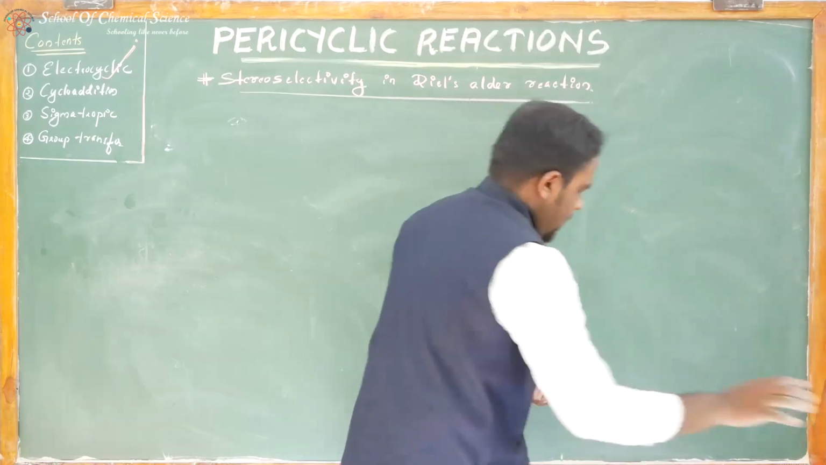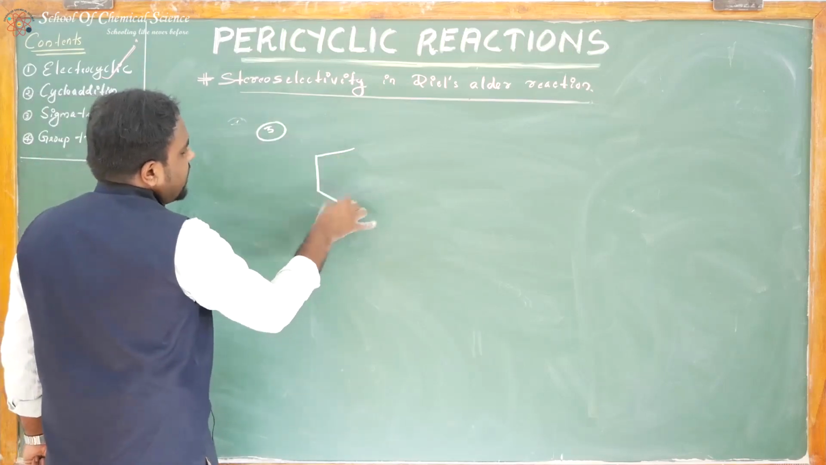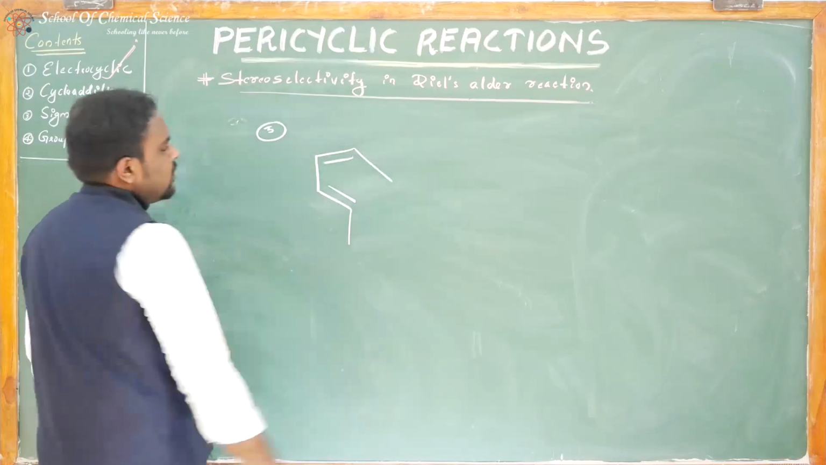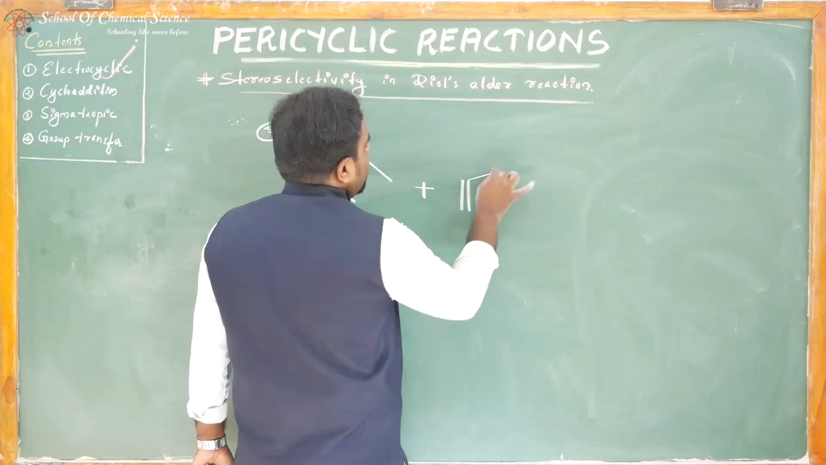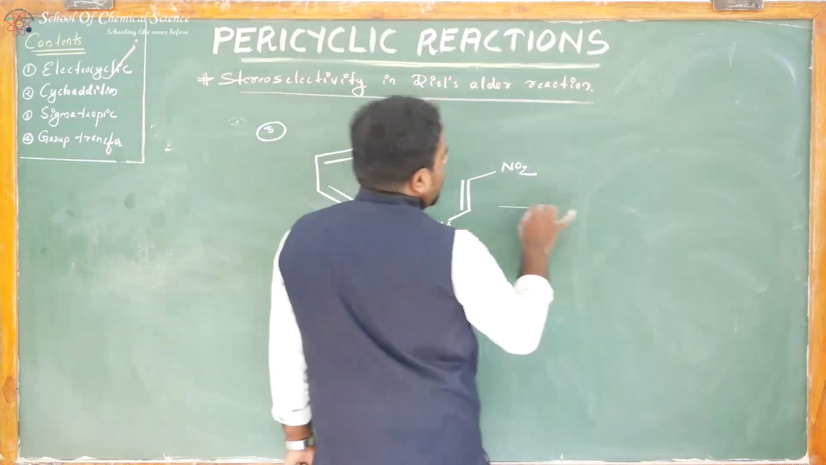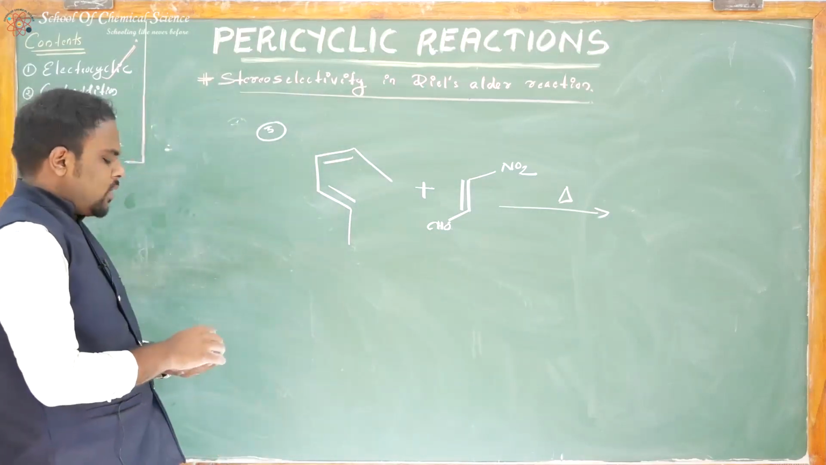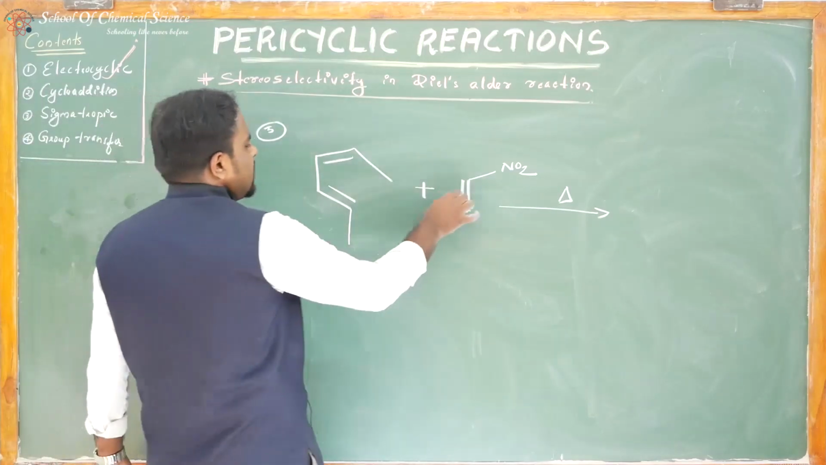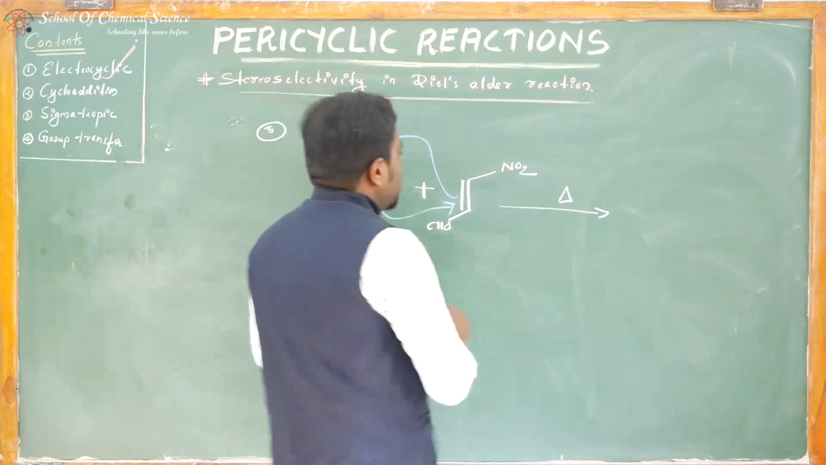Question number 5. A simple diene, one methyl group here, other substituent, plus a double bond with NO2 and CHO, under thermal condition. What will be the product? The product is a simple 4+2 cycloaddition reaction. A 6-membered ring will be your product.